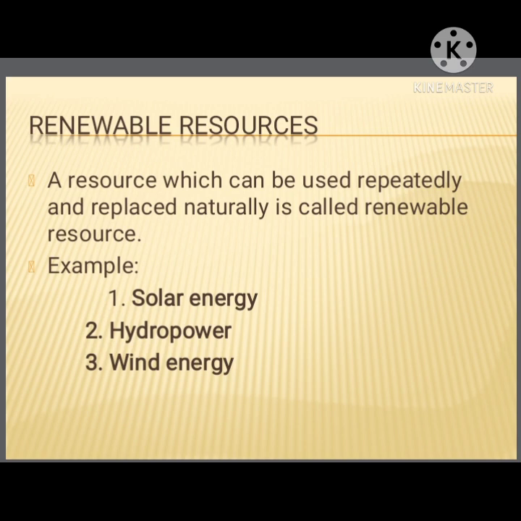So renewable resources will not get exhausted, and these renewable resources will not produce any pollution. That's why the usage of renewable resources and energy sources is increasing worldwide. So most of the countries prefer these renewable resources. Here we have some examples for the renewable resource. First one is solar energy, second one is hydropower, and third one is wind energy. Let us see about these energies. How do we get that? We will see in this class now.